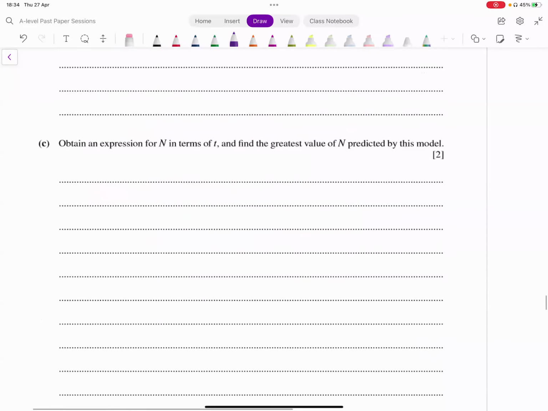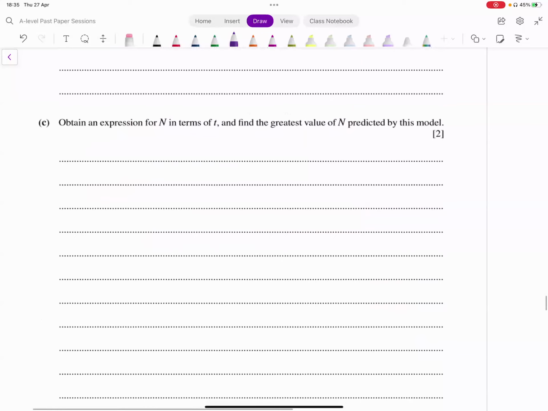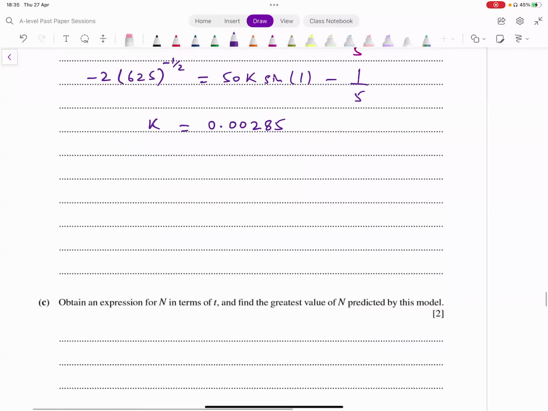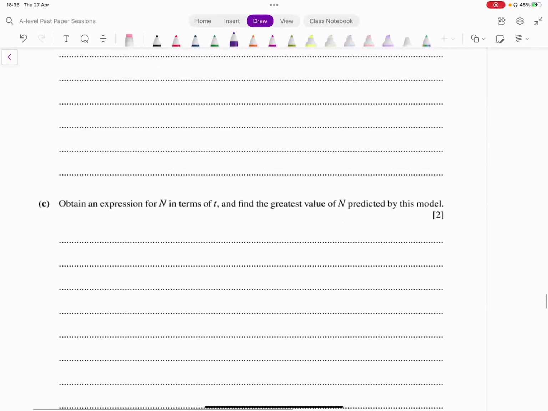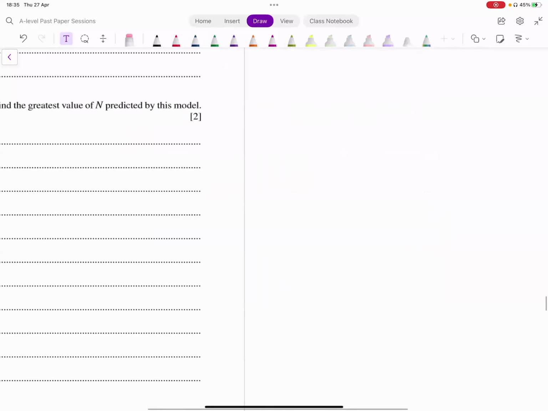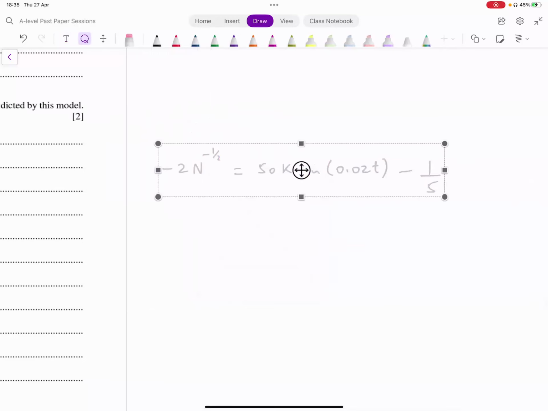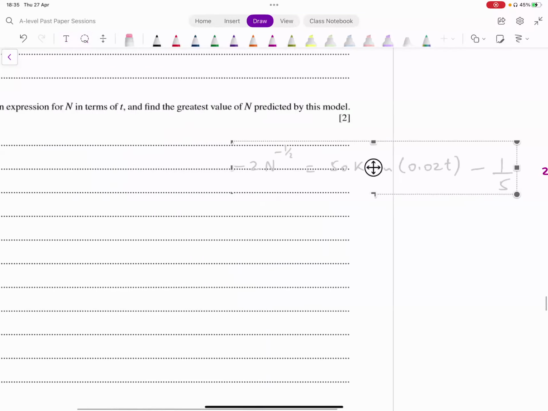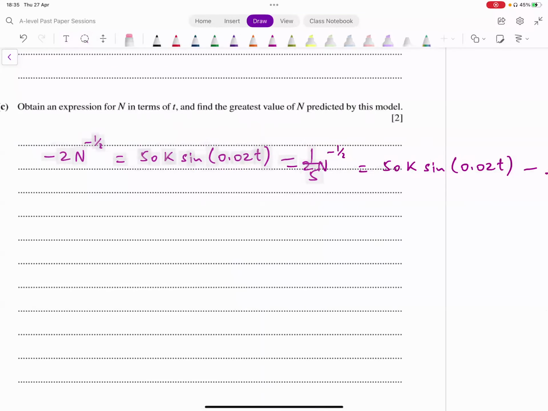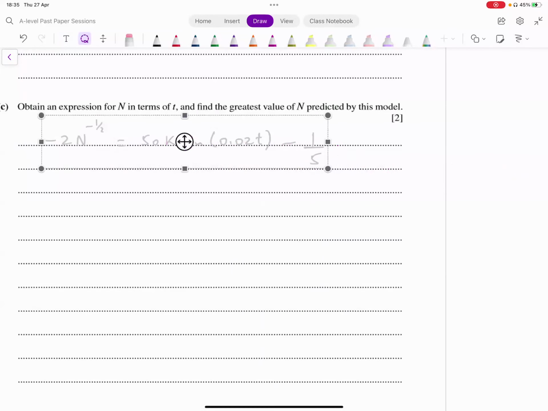Then let's look at the next one. The next one says obtain an expression for n in terms of t. Okay, now let's do that. So we already have this form. अब उसने कहा है कि n को आपने सब्जेक्ट बनाना है, और उसके लिए उसने आपसे k की वैल्यू भी निकलवा ली है पहले. तो k की वैल्यू इसमें इनपुट कर देते हैं.